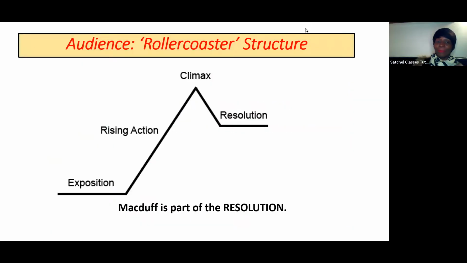Now, what about the audience in all of this? Well, we are taken on a roller coaster adventure. You will very much recognize, I imagine, the narrative arc where you have the exposition, you introduce the characters, the rising actions when things are difficult, and then the turning point followed by the resolution where things become easier.